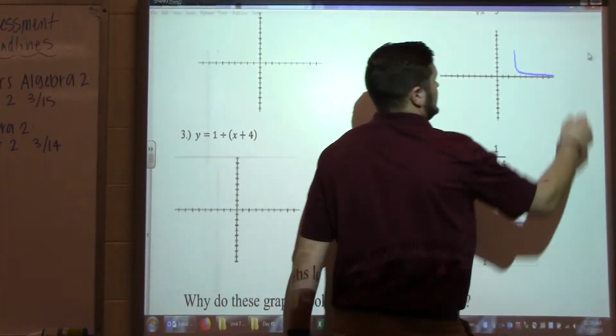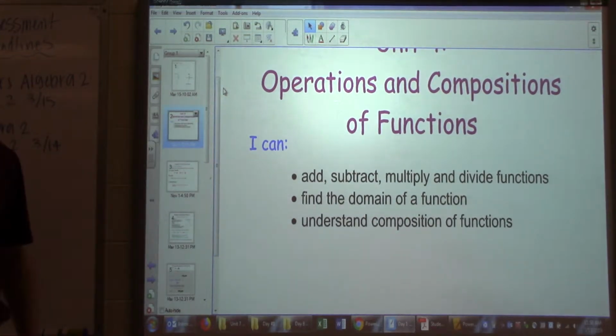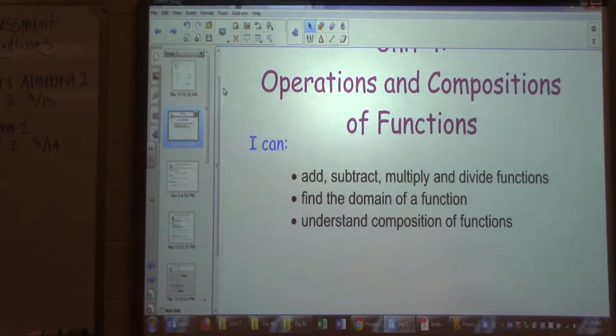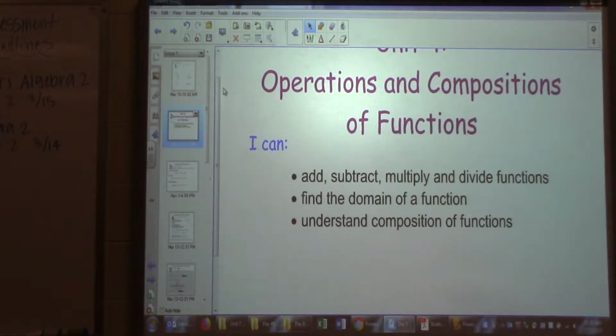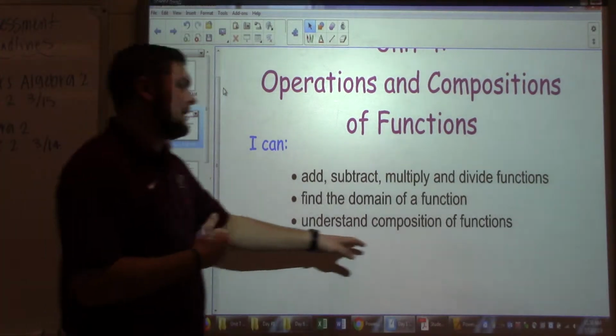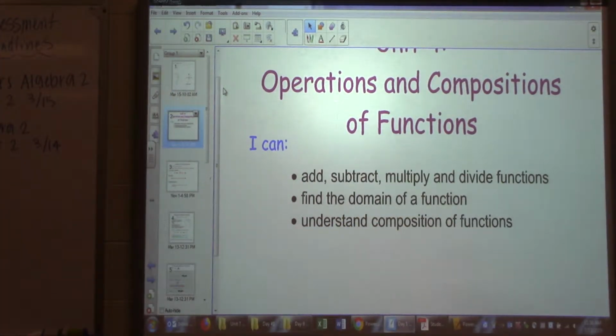I don't like this view. Alright, so our next unit is operations and composition of functions. We're talking about different types of functions, like f function, g function, functions you've seen before. We're going to talk about adding, subtracting, multiplying, and dividing functions, the domain of functions, and composition of functions, where we take one function and plug it into another function.